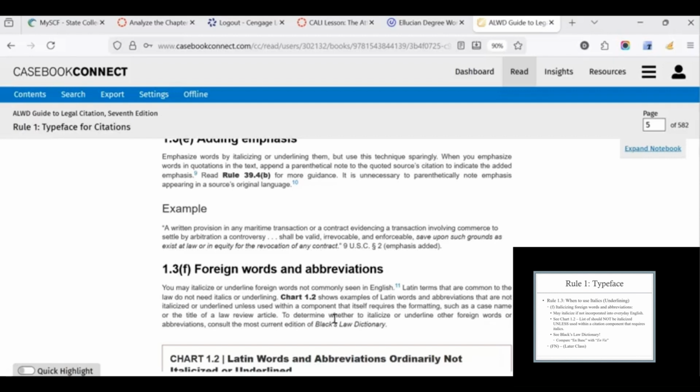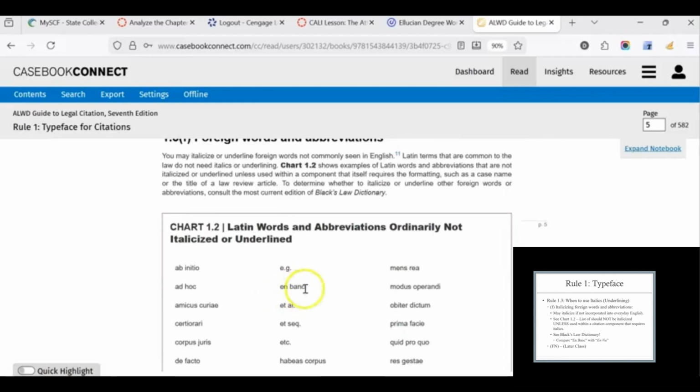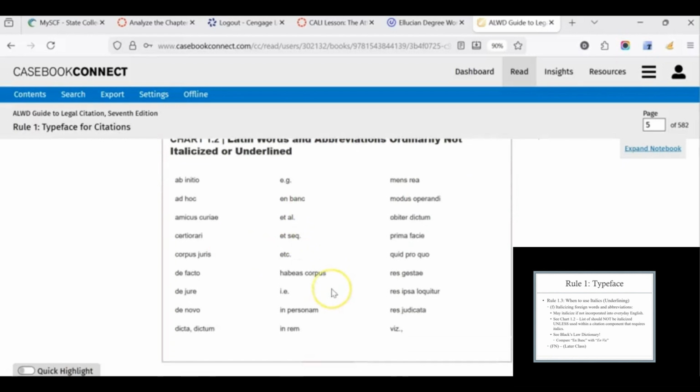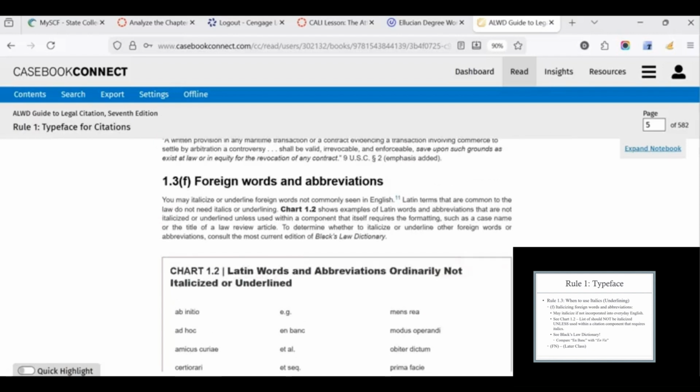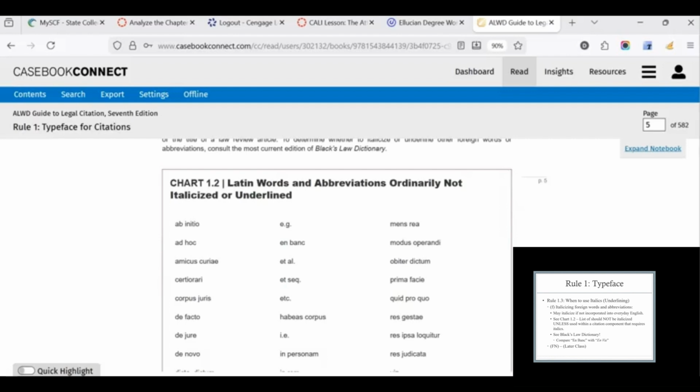So, for example, en banc is in chart 1.2, so we just leave it in regular ordinary type. But something such as en v, you would have to italicize it. So if it's on the chart, you leave it alone. If it's not on the chart, then you have to italicize it.